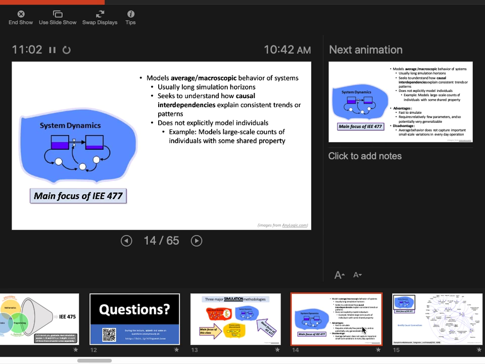So rather than modeling individuals, like the types of models that we build in this class, where every individual might actually be represented by some entity in your model, here you represent groups of individuals as basically stalks of fluid that fill up little bins or leak out from little bins. And these are called stocks and flows.